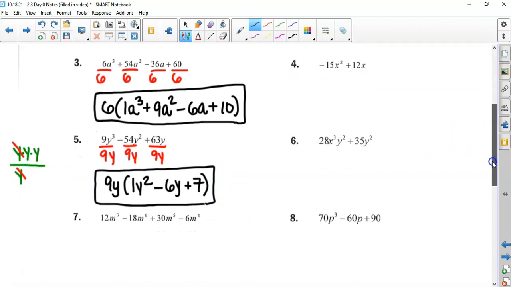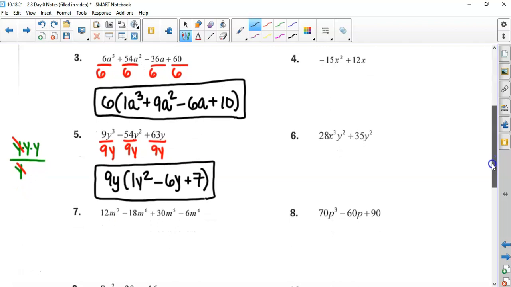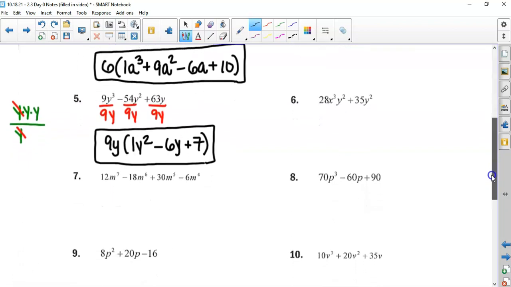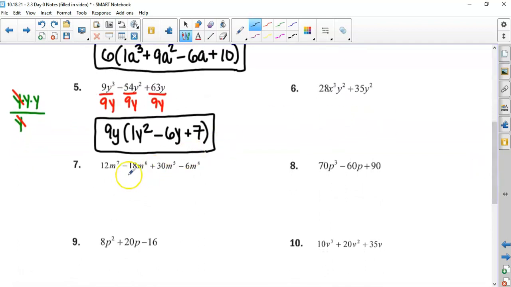Number 7, 12m to the 7th minus 18m to the 6th plus 30m to the 5th minus 6m to the 4th. Never let the size of the question here cause you to worry. The process doesn't change. So no matter how many terms we have here, let's always go back to that first starting point of looking at the coefficients. 12, negative 18, 30, negative 6. What can we factor out? At most, I can factor out 6, and each of these is divisible by 6.